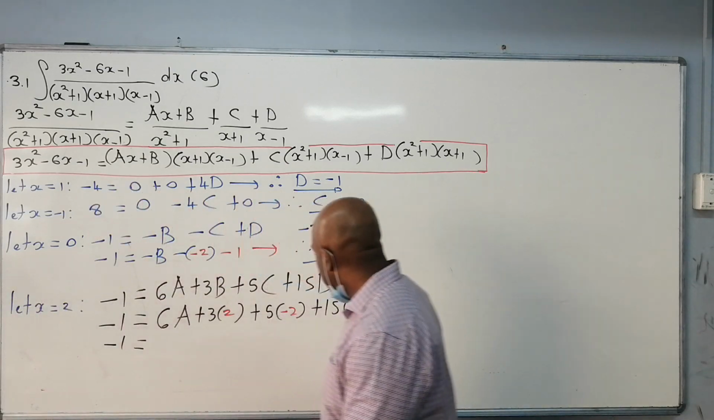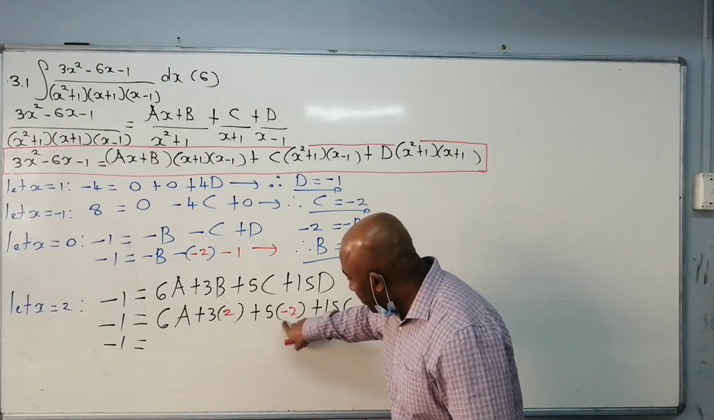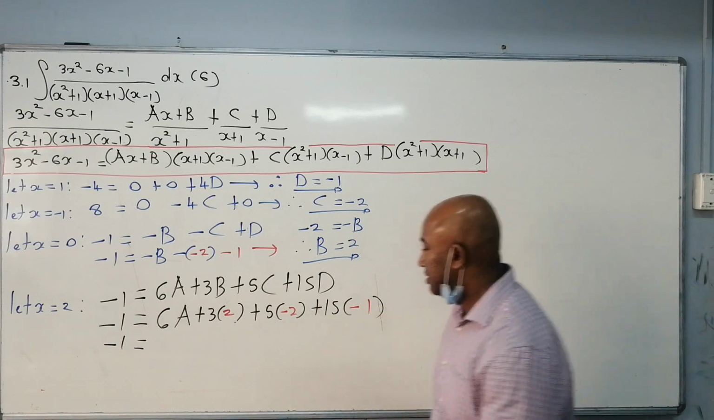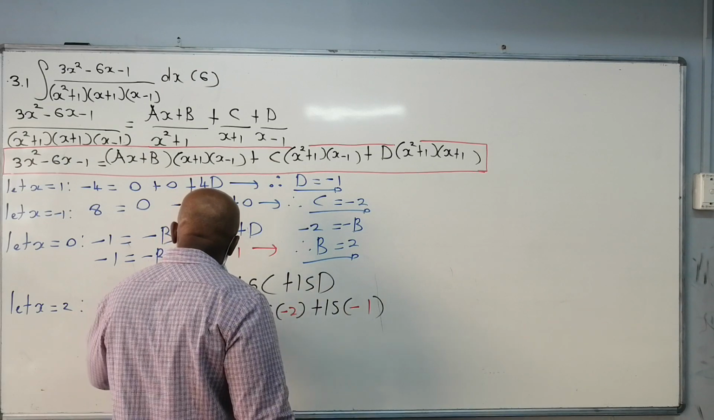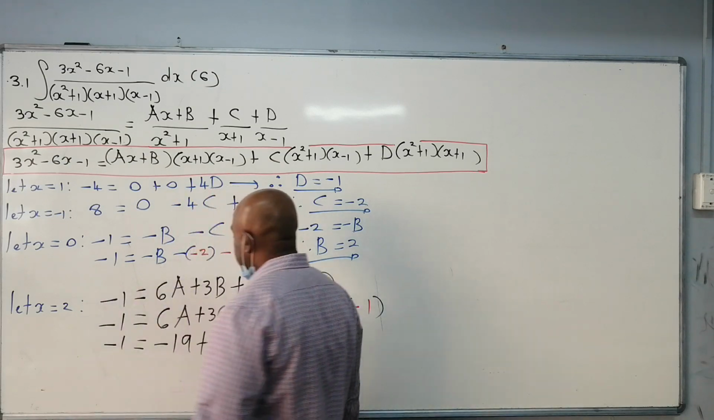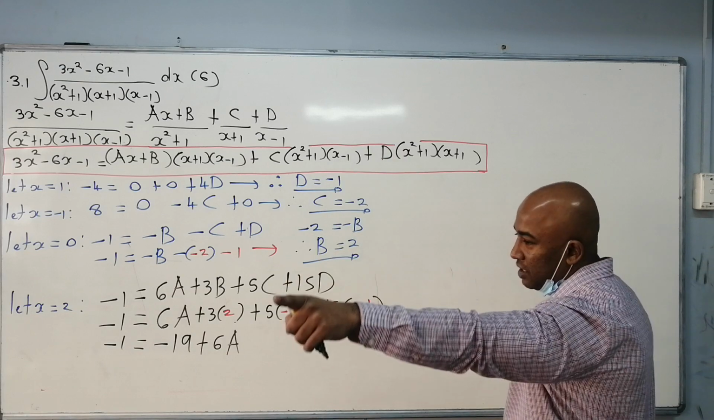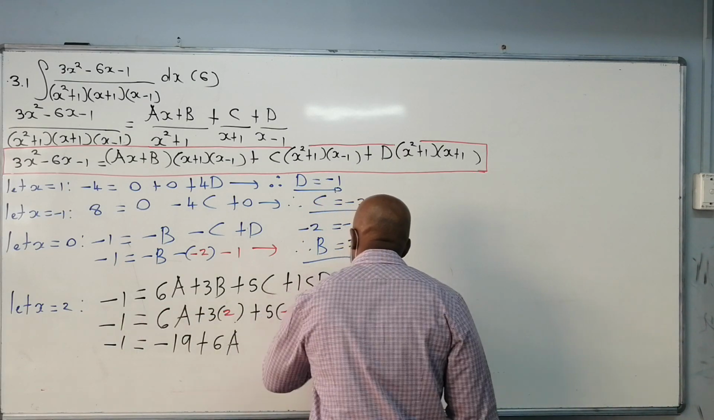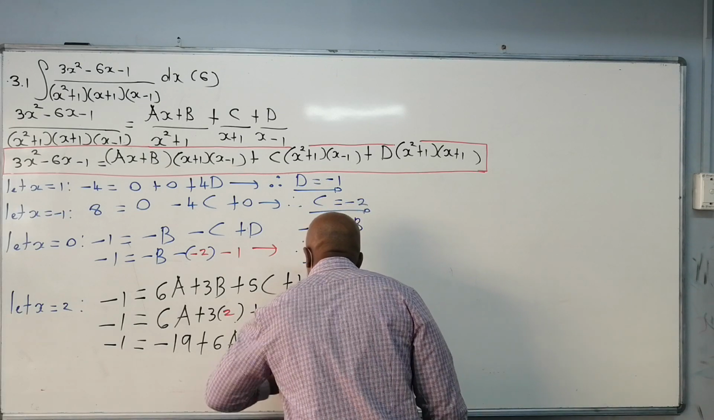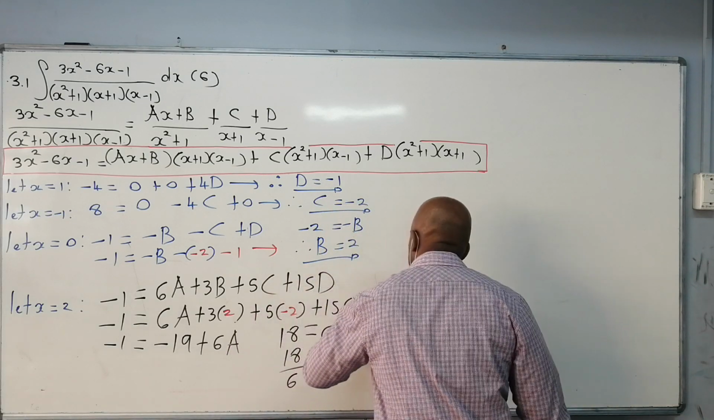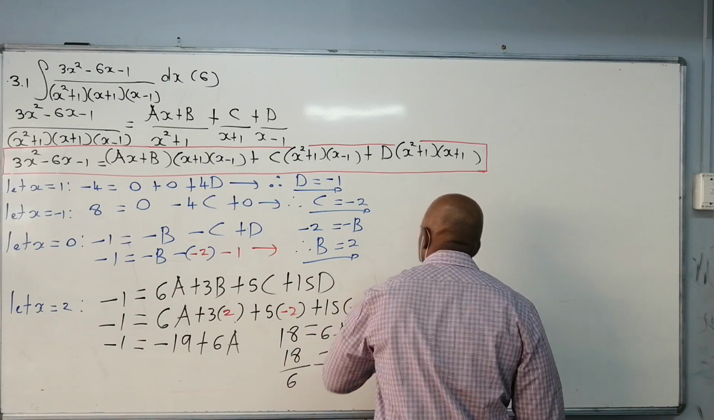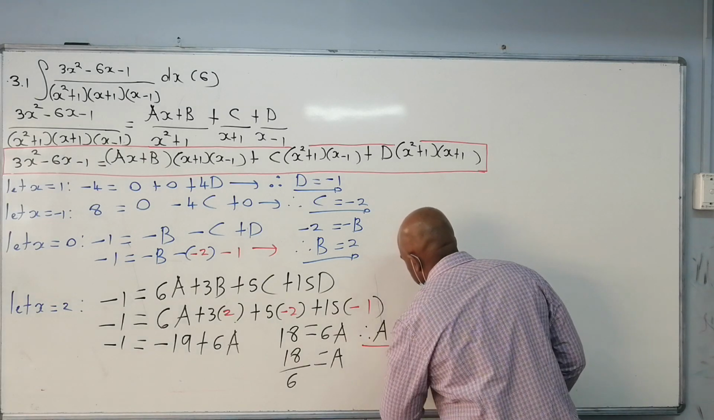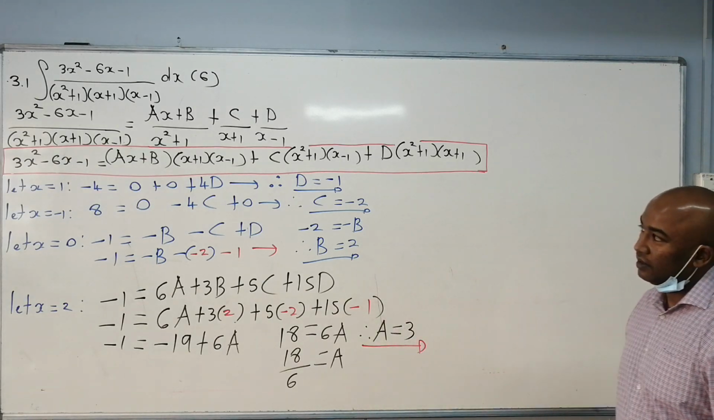Alright, so let's see what we get on the right hand side. 3 times 2 is 6, minus 10, which is minus 4, minus 15, which is minus 19. So that's going to be minus 19 plus 6a. So if I take minus 19 to the left, it becomes 19 minus 1, which is 18. So 18 is equal to 6a. That means 18 divided by 6 is equal to a. So therefore, a is equal to 3.